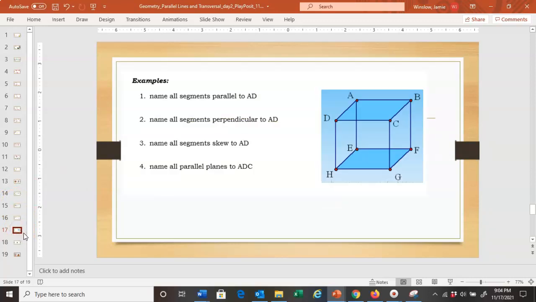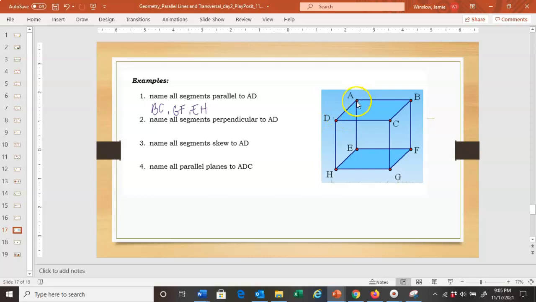So let's try these. Number 1, name all the segments parallel to AD. AD is right here. So it's going to be BC, GF, and EH. BC, GF, they're parallel on that diagonal plane. And EH.